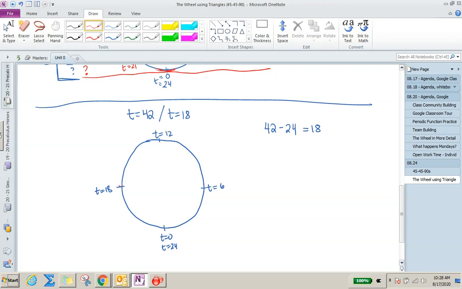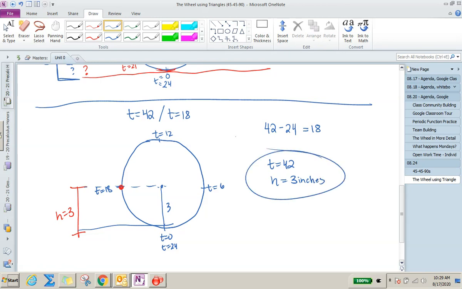So here's our gum right here. We want to find this height. So what do you think that height is? Hopefully you didn't make this too hard for yourself. Notice that height is exactly like the height of the center, right? And so that height, if we look, the radius is 3. So that height is 3 there. So at t equals 42, we know that the height is 3 inches.